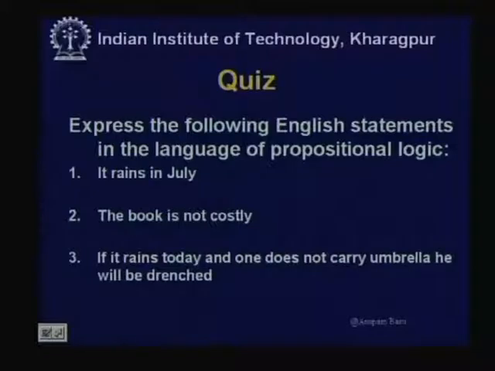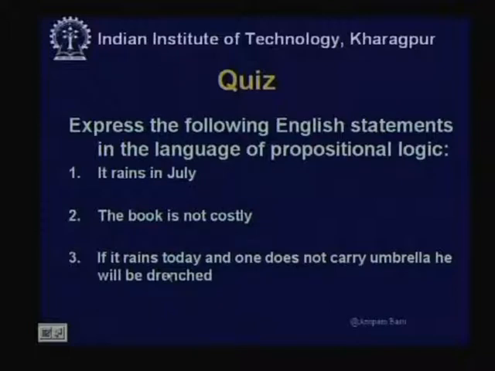So, in the first one, what we are showing here is we want you to first translate these in the language of propositional logic. All right. So, just follow the syntax and transform them in the language of propositional logic. The second one, the book is not costly. If it rains today and one does not carry umbrella, he will be drenched.